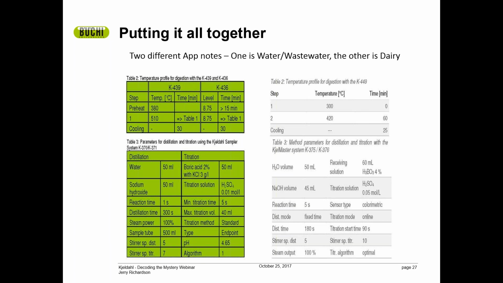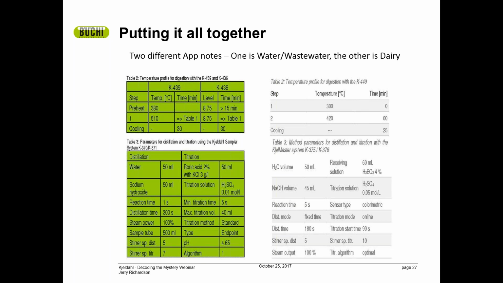So you see the basic parameters of the digestion on top. On the left, we're using an infrared heating system, so it's indirect, and the temperature's up to around 510. And then we go to the distillation system. It looks like we have the dilution, the sodium hydroxide, the distillation time is 5 minutes, and then we'll talk now about the stirrer speed.